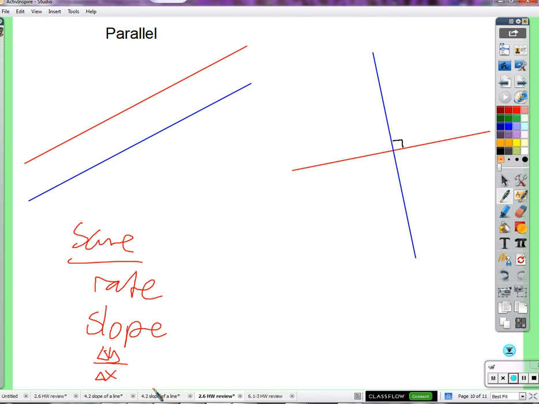Is that what you're looking for? No, well, that was the third option. But we'll probably talk most with this word, slope. They have the same slope, exactly the same slope.